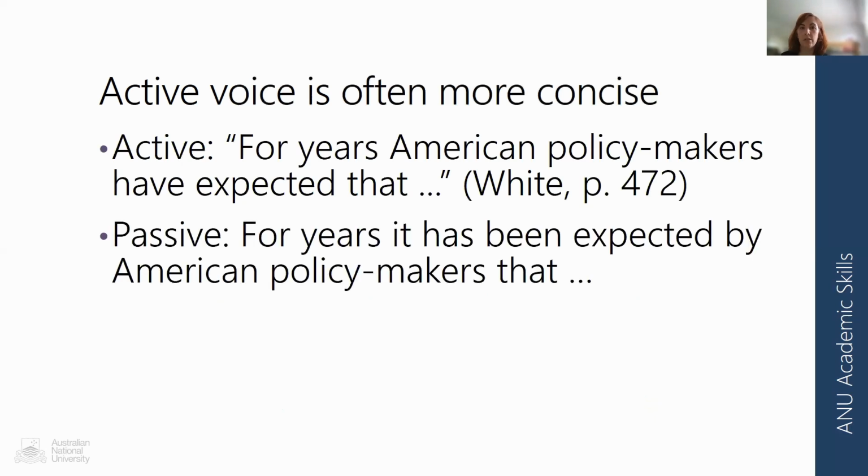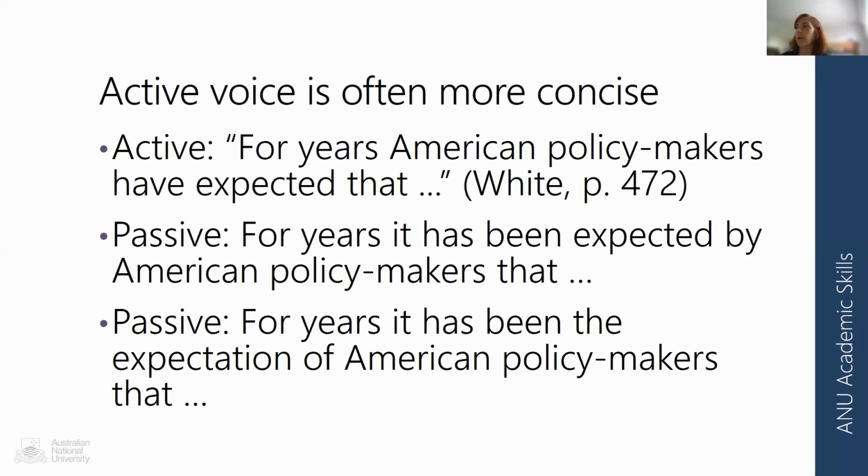Okay, so we've got some examples here. "For years, American policymakers have expected that," instead of "For years, it has been expected by American policymakers." You can see it's easier to read in the active, and it's shorter. "American policymakers have expected that." We've got the subject, the noun that is doing the verb. The policymakers are expecting something. So we've got our subject before the verb instead of having it come later. The closer you can get your subject to your verb, the more clear your sentence will be, basically.